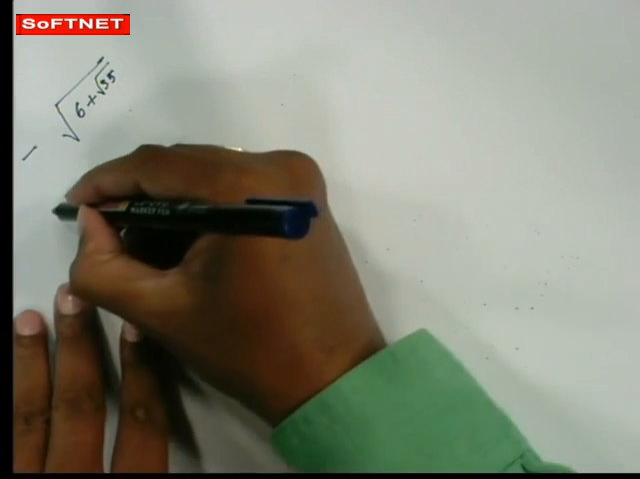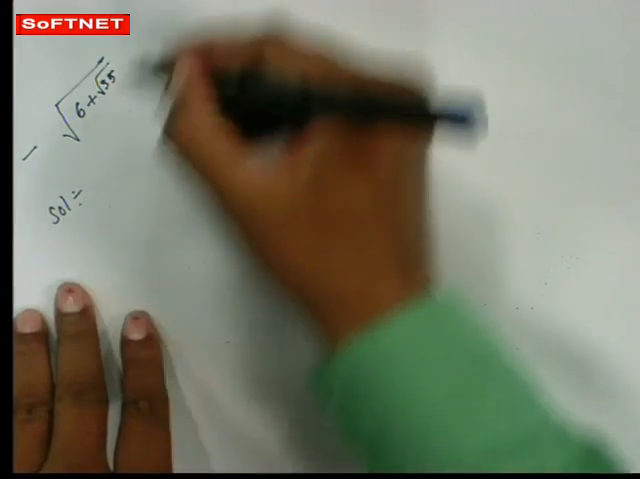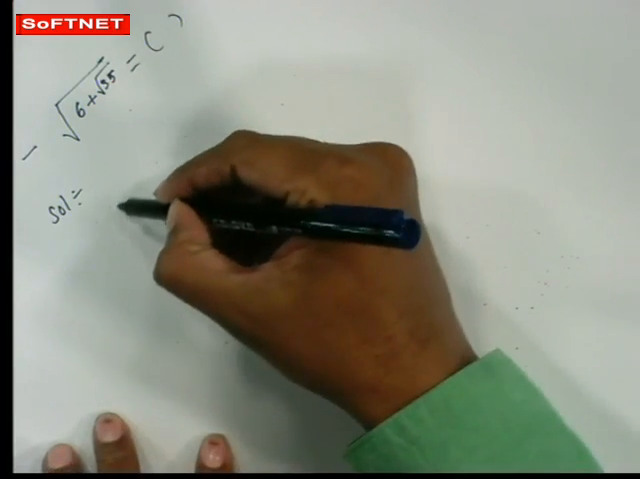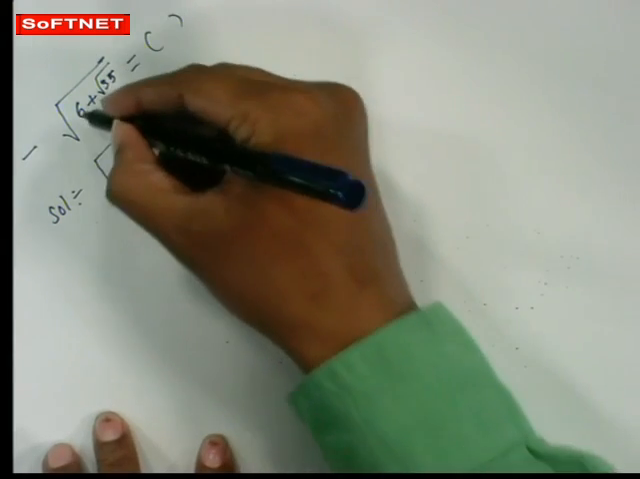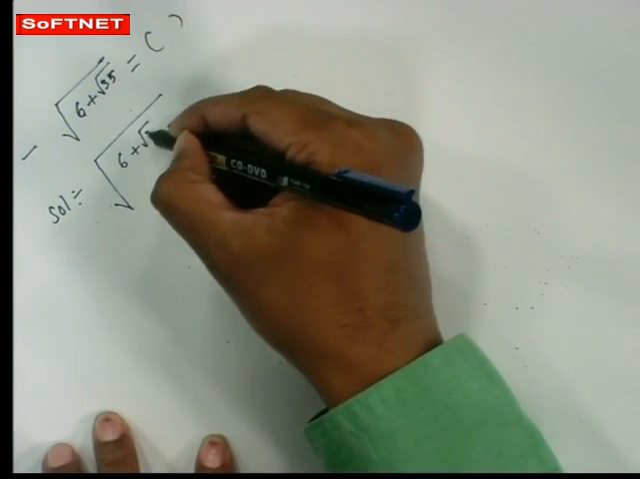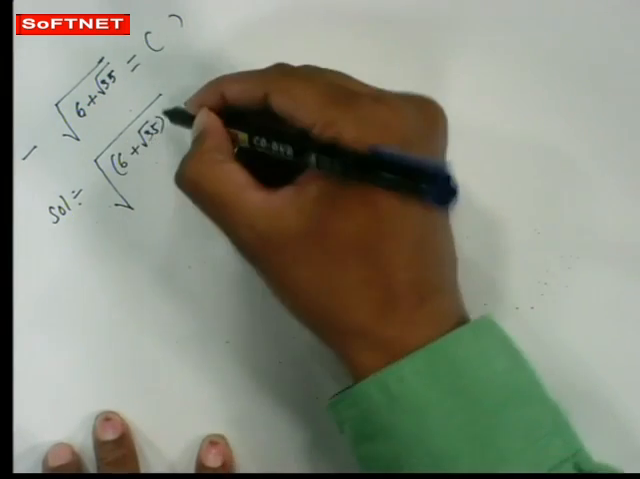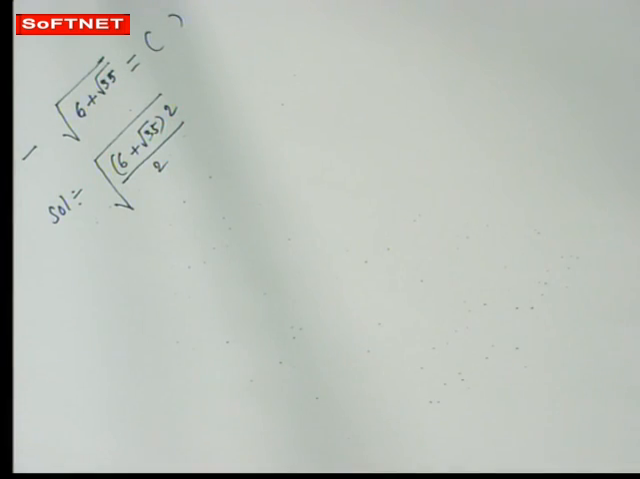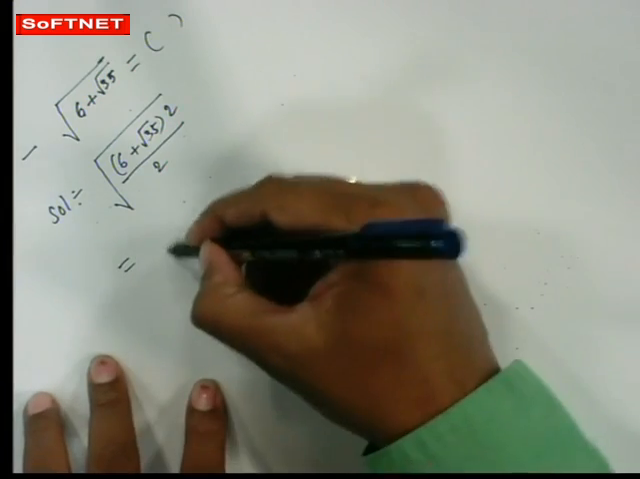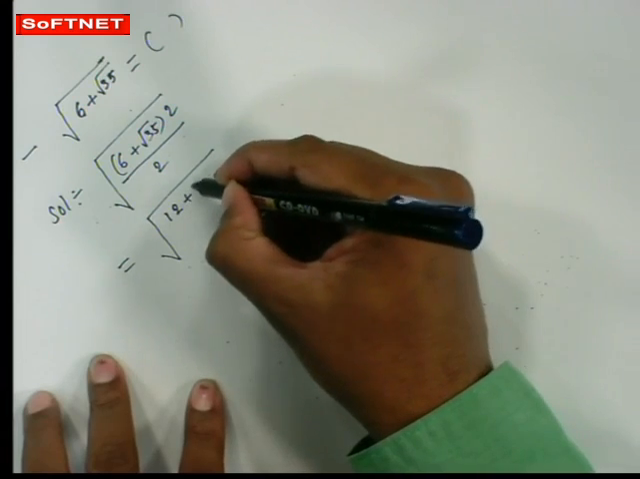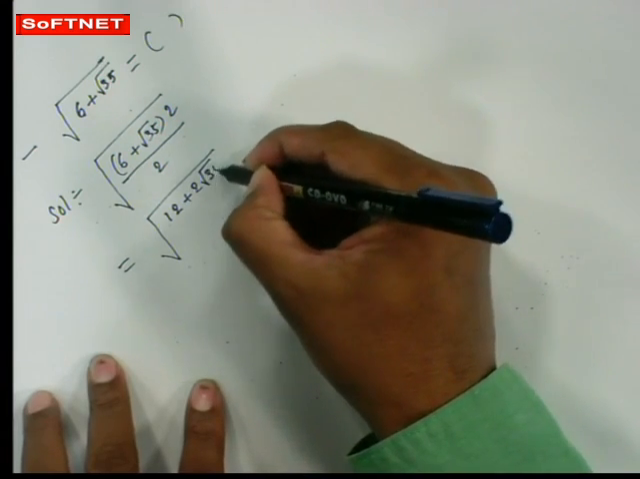Now let us come to the solution part. Multiply 6 plus root 35 by 2 and divide by 2. Now, what do we get? Root of 12 plus 2 root 35 by 2.